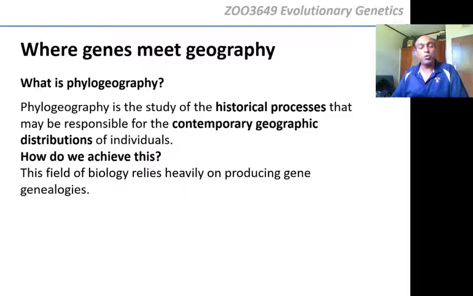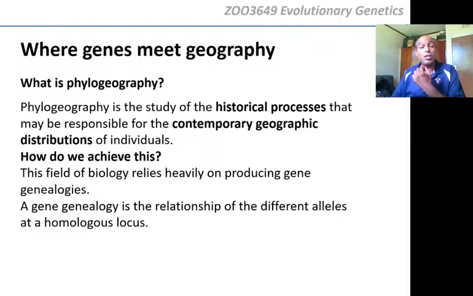Okay? So a gene genealogy, a tree, is the relationship of the different alleles at one particular homologous locus. And we know it's homologous because we use PCR to amplify the same gene in several different individuals, which we sequence, and then we align them with each other. Right? And the alignment is very important for homology because we need to make sure that each site that we compare is a homologous site.